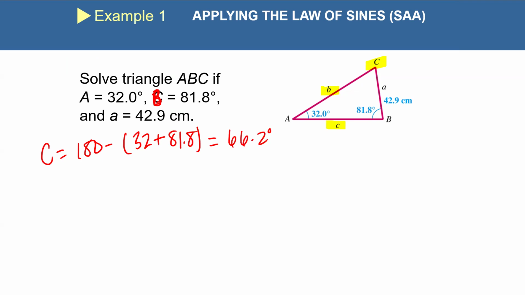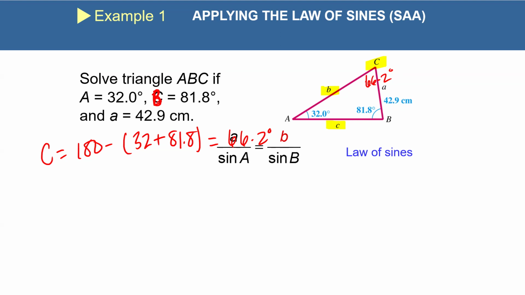Yes? All right, after we found our angle, I wrote it in the wrong spot. We're now going to be able to find our missing sides. So we need to find side C and side B. To find side C and side B, we're going to have to set up our proportion. We're going to do it in parts. So first we're going to do A over sine A equals B over sine B.